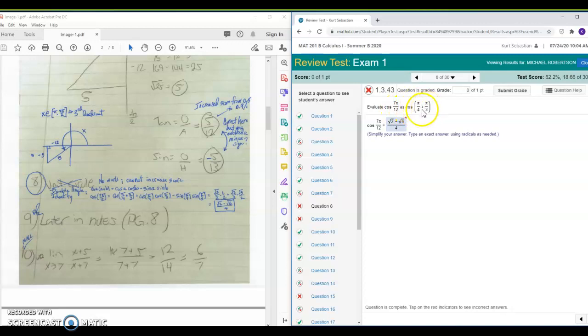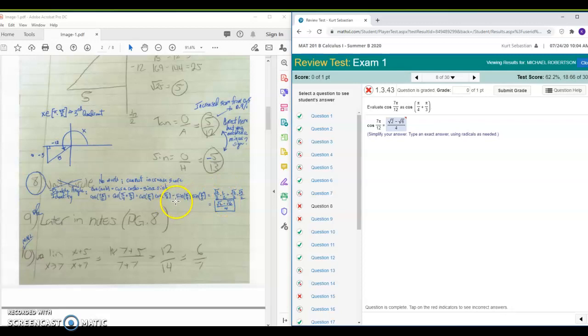plus pi over 3. So that's where you have to use the identity where the cosine of A plus B is equal to cosine of A times cosine of B minus sine A sine B. So cosine of pi over 4 plus pi over 3 is cosine pi over 4 times cosine pi over 3. Now you can use the unit circle to find those, but you have to know them. So cosine of pi over 4 is root 2 over 2, and cosine of pi over 3 is 1/2.